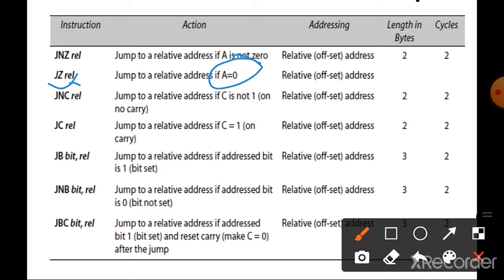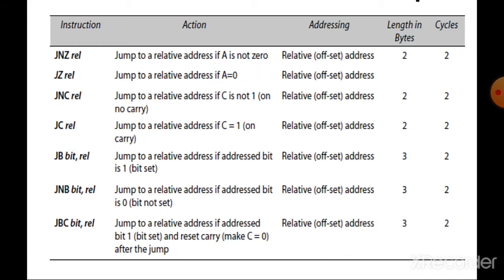Next one is JNC REL. C indicates carry. So if non-carry, that is, C is not 1, that is, if C is equal to 0, then jump to this relative address location. Then JC REL, that is, jump on carry. That means if the carry flag is set to 1, then jump to the relative location. If any previous operation, addition or subtraction, sets the carry flag, then jump to the specified location.